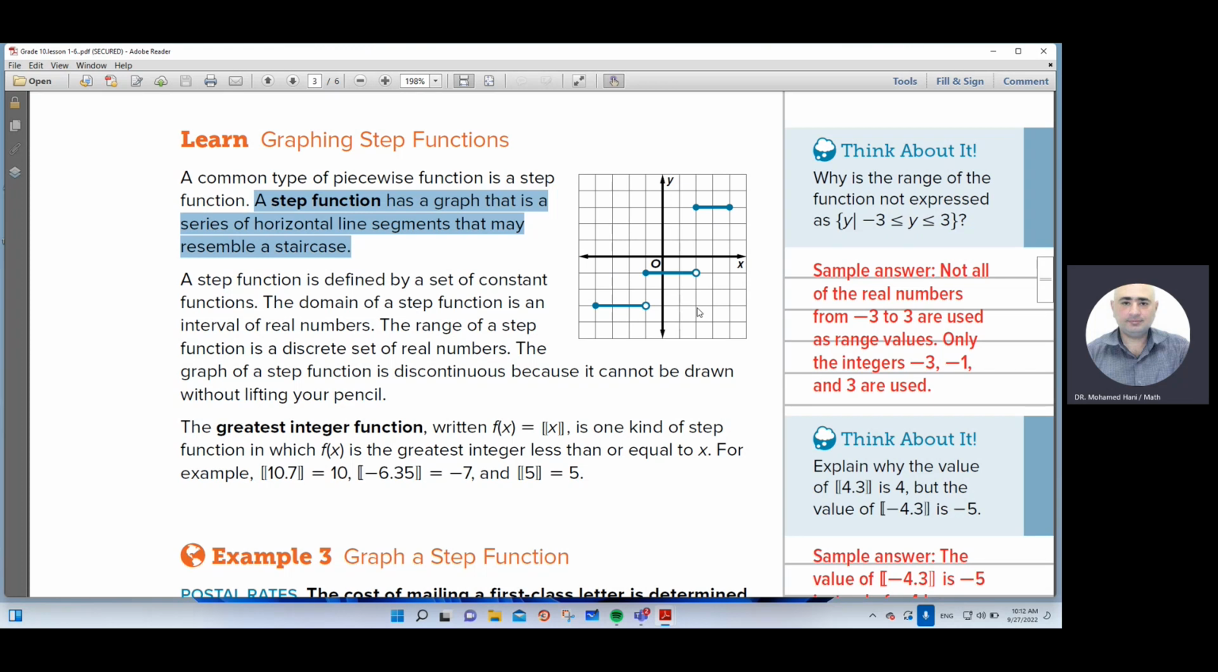A new idea in this lesson, the greatest integer function. What's the meaning of the greatest integer function? Written f(x) like this sign. When you see this sign, it means greatest integer function, which is one kind of step function in which f(x) is the greatest integer less than or equal to x.